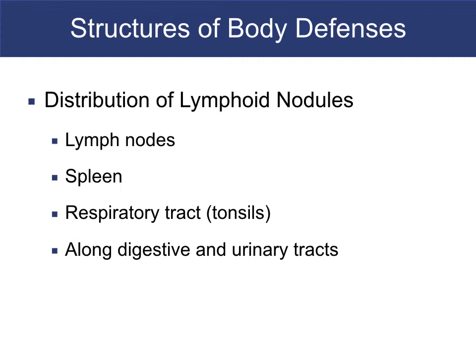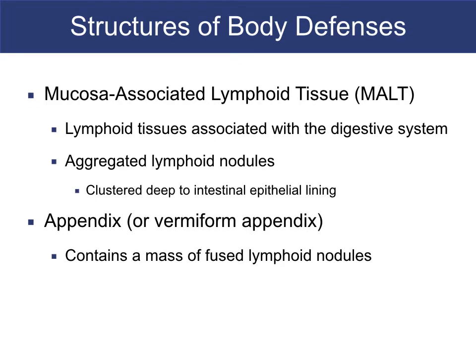so these nodules are found in these other places that I've already mentioned to you: the lymph nodes, the spleen, your tonsils, along your digestive tract, that MALT, that mucosa-associated lymphoid tissue. Here it is right here. And then the appendix, also called the vermiform appendix. That's because it looks like a worm. Don't ask me.